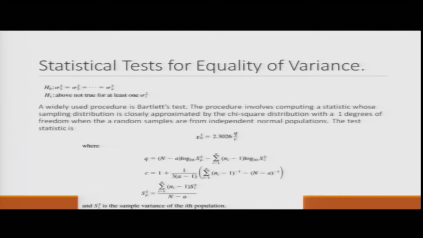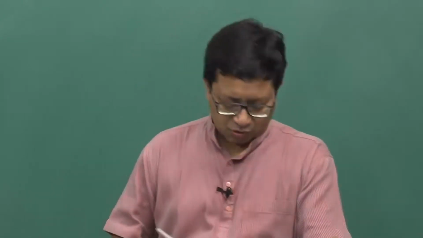The procedure involves computing a statistic whose sampling distribution is closely approximated by the chi-square with a minus 1 degrees of freedom when the random samples are from independent normal populations. The test statistic, without going into the proofs, under the null hypothesis is 2.3026 divided by q by c, where the q and c values are given. It may be difficult for you to understand, but when you are solving the problem, you can safely use these formulas as given in the book and do the corresponding calculations accordingly.